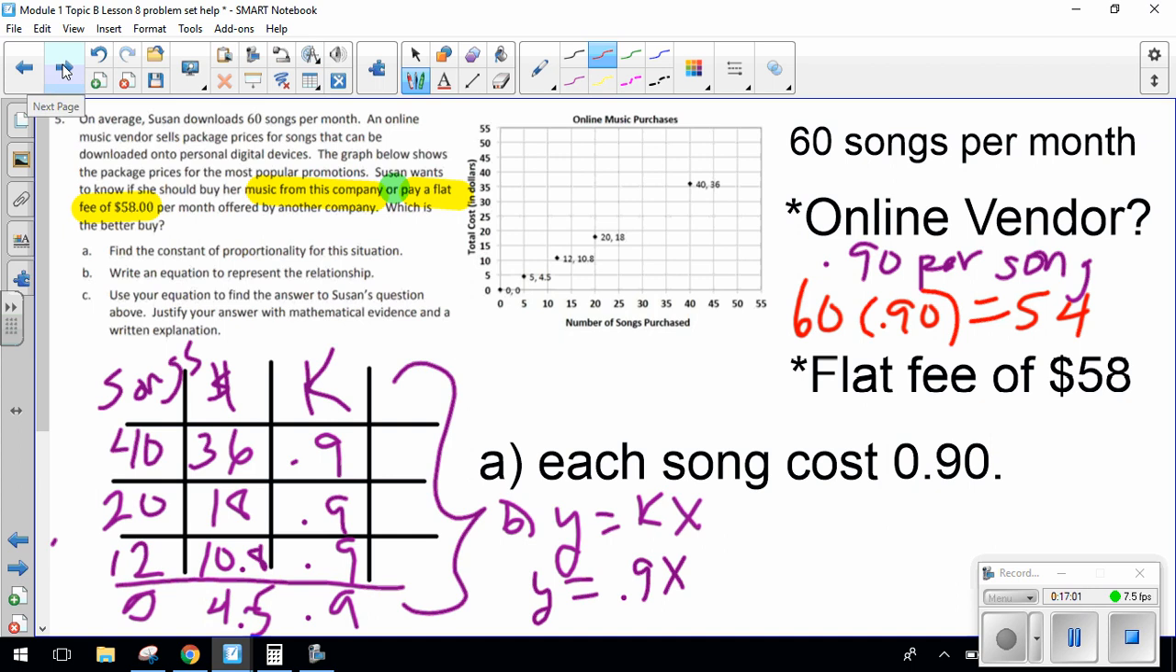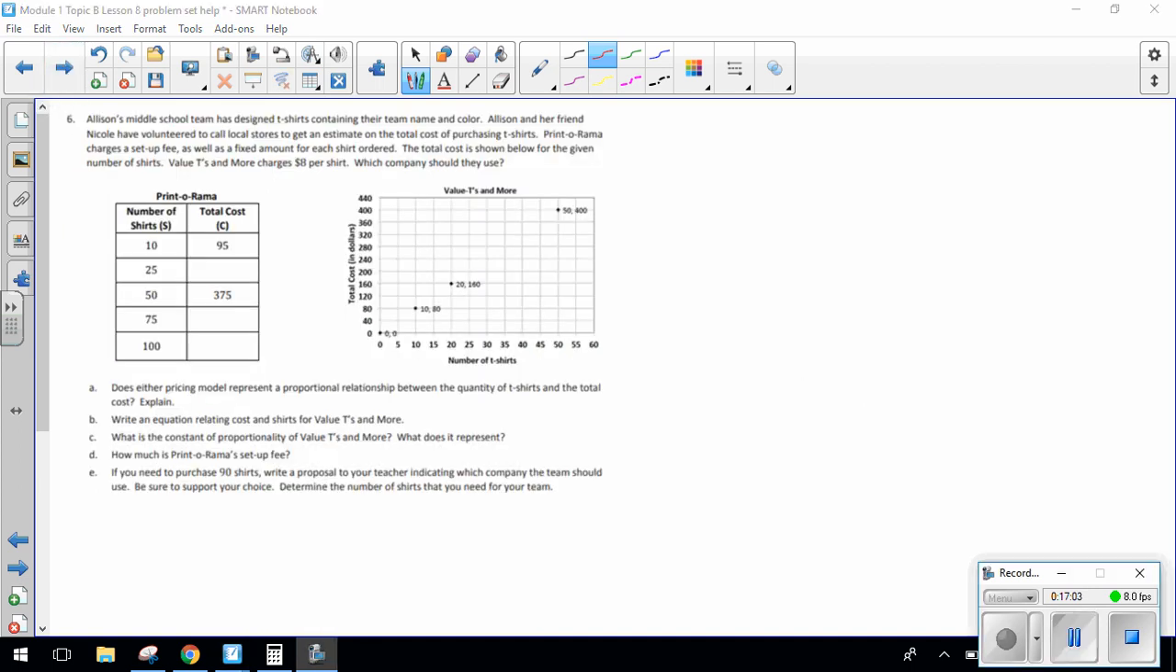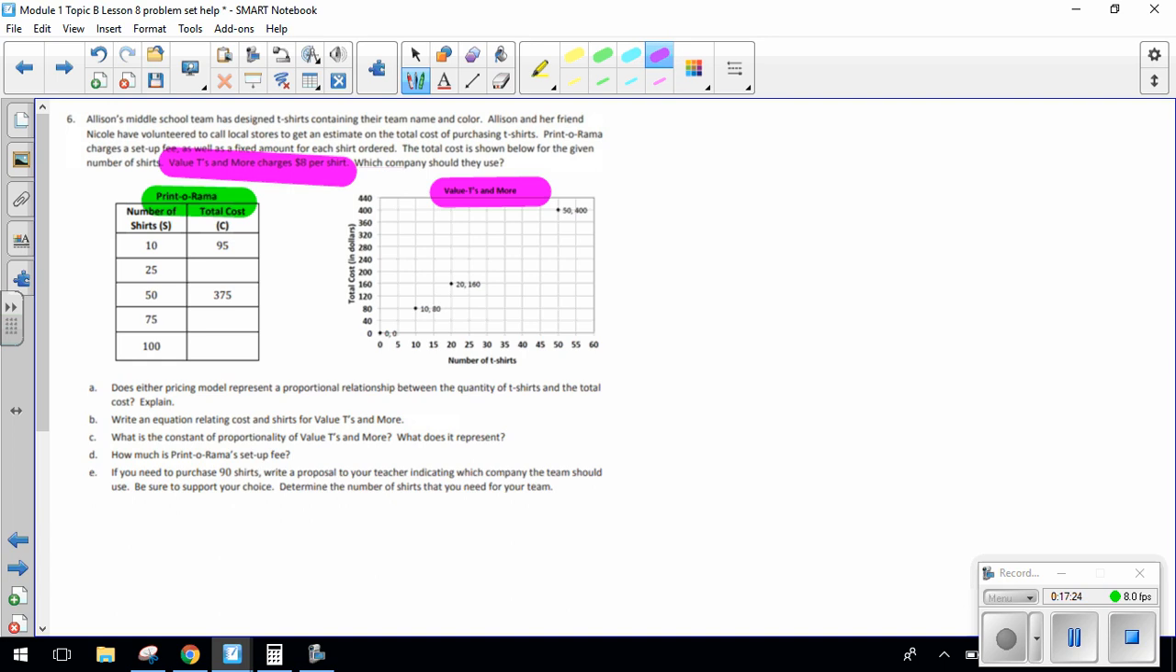Let's move on to the last one. For this last one, you can read through the word problem on your own. At the end of the day, we're trying to figure out which one of these two t-shirt shops will give us the better deal, Print-O-Rama or Value T. We do know that the Value T charges $8. We also know that Print-O-Rama charges a setup fee as well as a fixed amount per shirt.